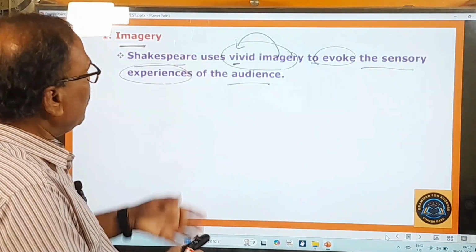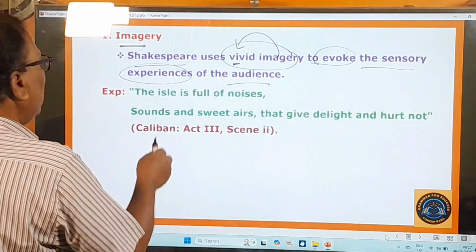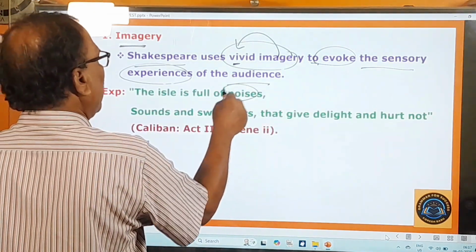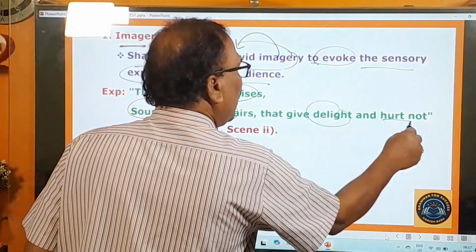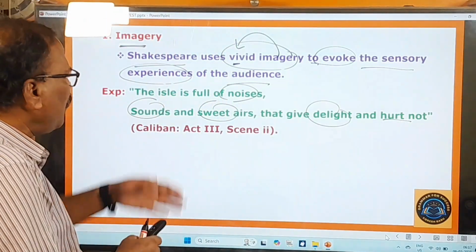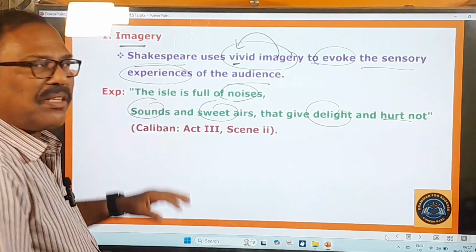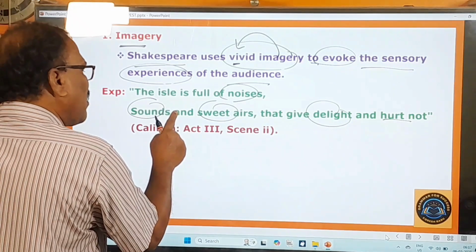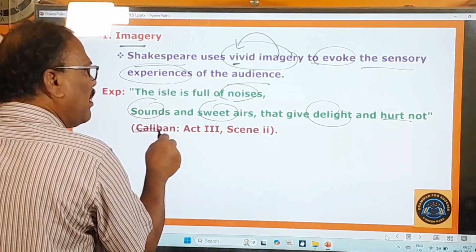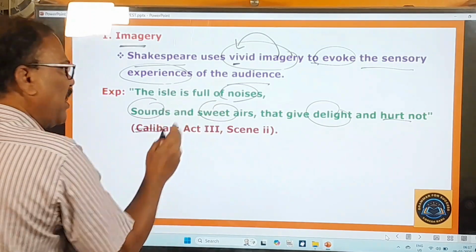And what is that imagery? One example I would like to give you here. You can easily understand that. The isle is full of noises, sounds and sweet airs that give delight and hurt not. How beautiful these lines are. How beautiful the meaning of these lines is. And these words are spoken by Caliban in Act Three, Scene Two. What is the meaning of this?